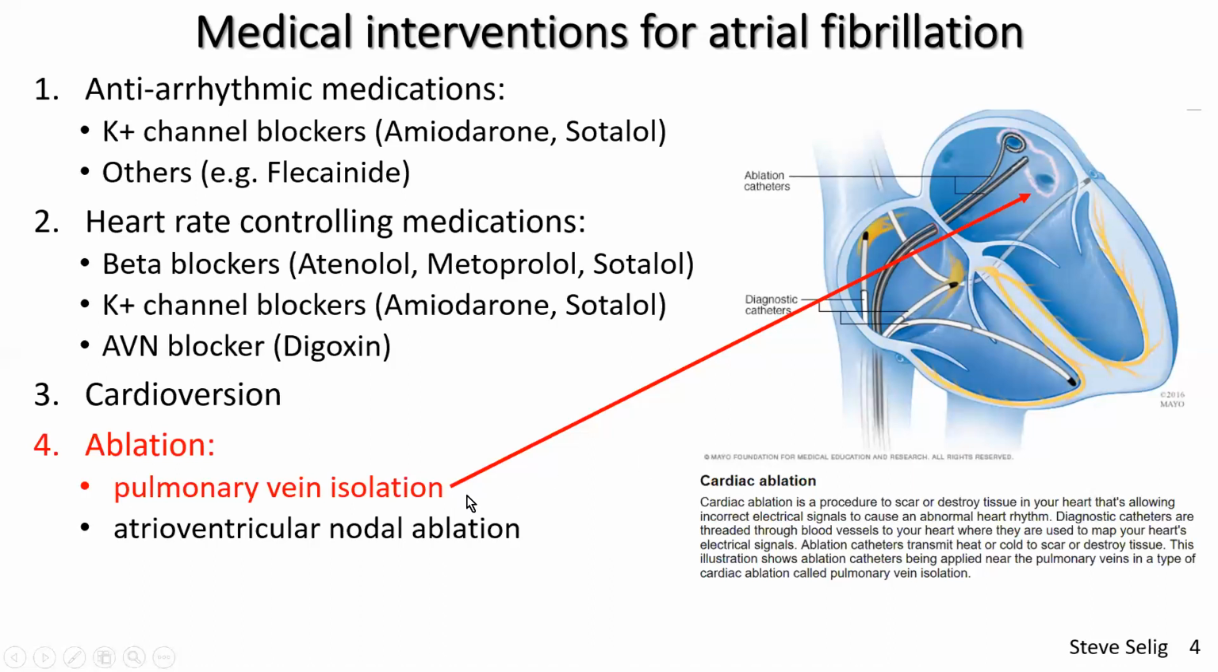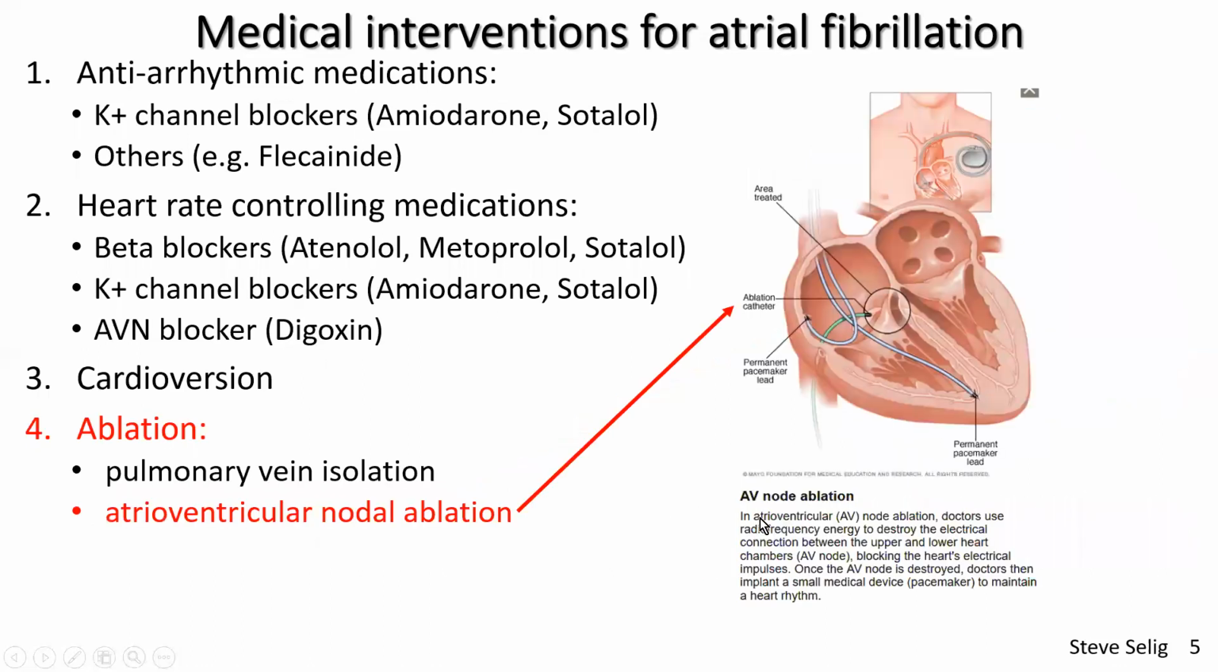And this has a fairly good success rate. Sometimes the PVIs have to be repeated, but overall it's about a 70 to 80% success rate to maintain long-term rhythm in people susceptible to atrial fibrillation. So the next technique I want to highlight is atrioventricular nodal ablation. And I just mentioned atrial enlargement. Some of the patients who have very enlarged atria don't have a great success rate with the pulmonary vein isolation. And so another technique can be used.